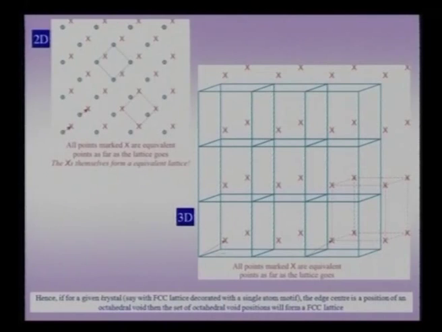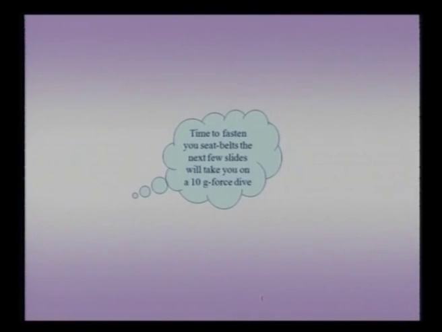Just speaking ahead, we will come to this concept a little later in the course. Given a crystal, for instance an FCC lattice decorated with an atomic motif, and now I am talking about a crystal which is commonly called a cubic close pack crystal, if the edge center is the position of the octahedral void, then the set of octahedral void positions will also form an FCC lattice. So, this is an important property. Just to repeat: if for a given crystal, for instance a cubic close pack crystal, the edge center is a position of an octahedral void, then the set of octahedral void positions will also form an FCC lattice. This is something to be remembered.